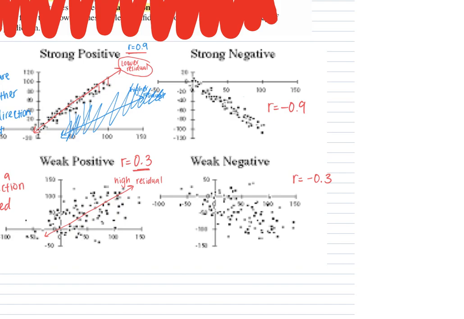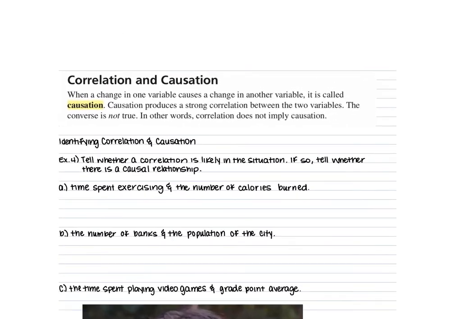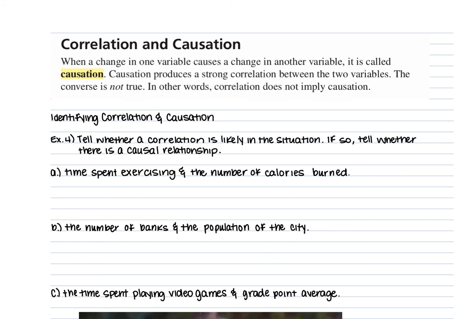Last but not least, guys, we're going to talk about something called correlation and causation. So correlation is when something's increasing, the other thing is increasing or decreasing as well. It's how much do those two data sections correlate with each other. Causation is different. Causation is when one variable causes a change in another variable, so it produces either a strong negative or a strong positive correlation. But correlation does not always mean causation.